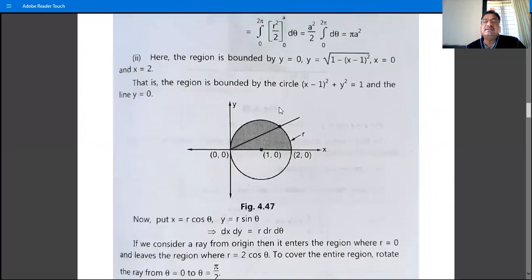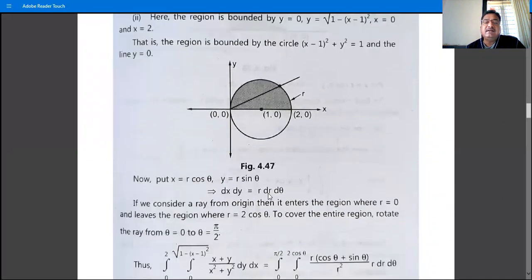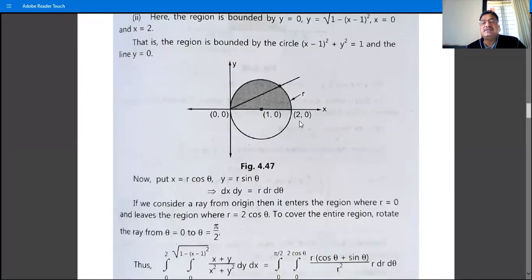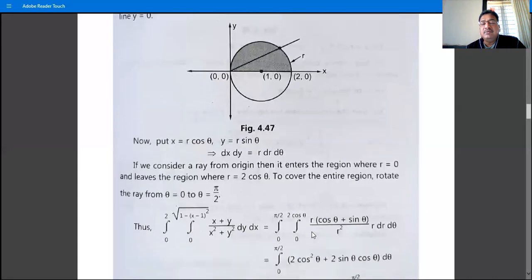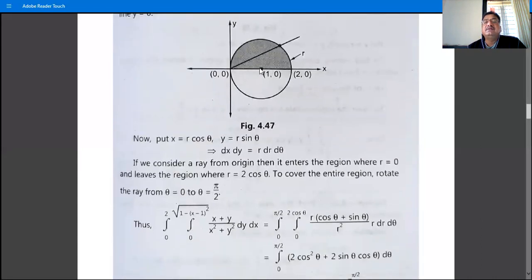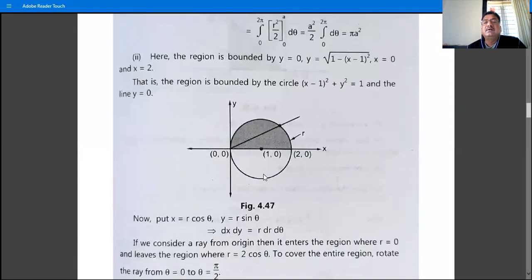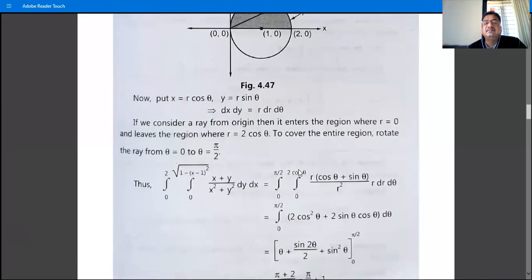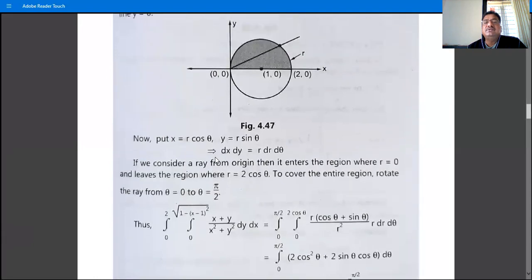And then substitute x as r cos theta and y as r sin theta, therefore dx dy is r dr d theta. Okay, and then r, the radius, runs from 0 to 1, and theta runs from 0 to pi by 2. Here, r runs from 0 to 2 cos theta, and theta runs from 0 to pi by 2.